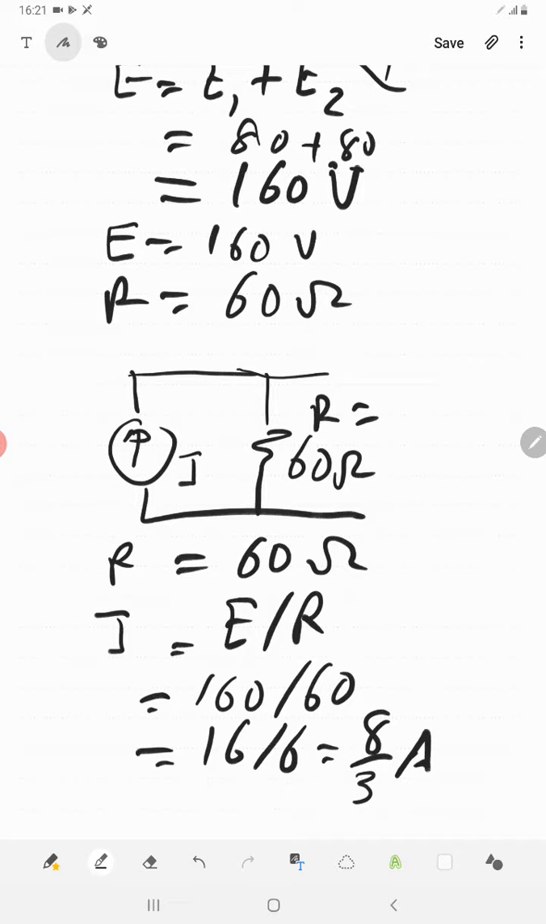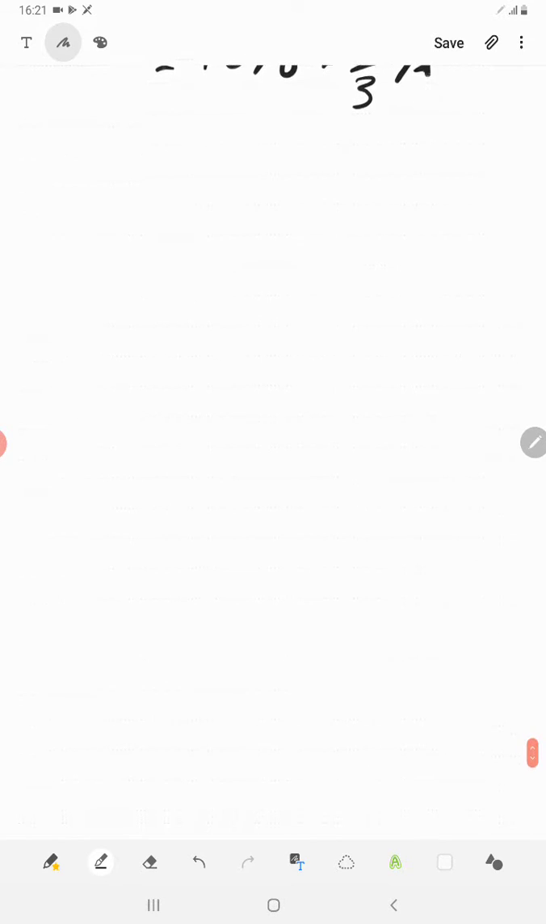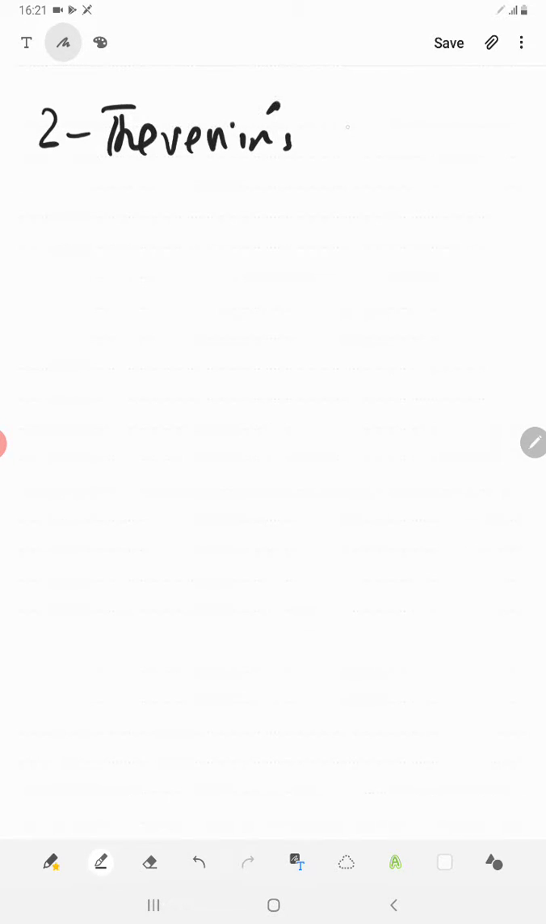Okay, so this is a short video of source conversion, and let's move from source conversion to Thevenin's theorem. What is Thevenin's theorem?